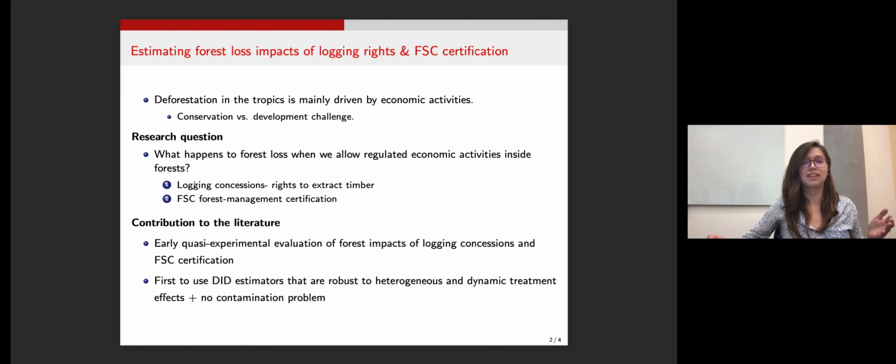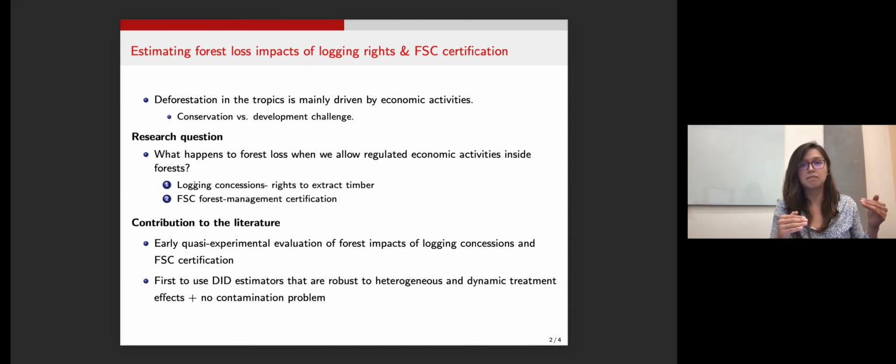So it can be the case that in logging concessions, forest loss increases because they are not following the rules, or it could also be the case that these concessioners decide to really protect their boundaries from illegal logging and deforestation decreases.